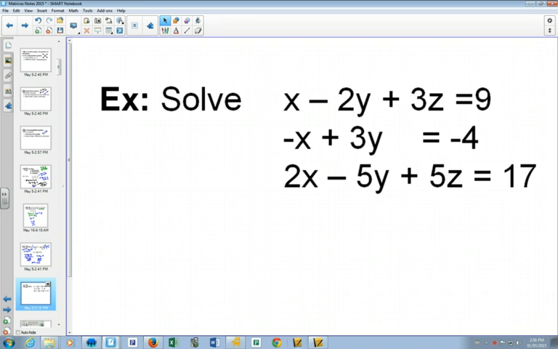Okay? Now, what you're going to do, we're going to number these because it's going to help us organize things. And for the most part, we're going to use elimination.